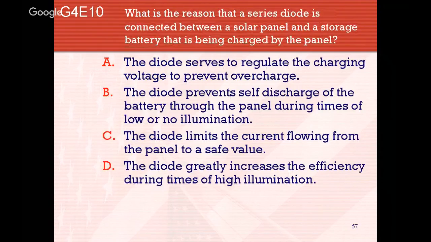What is the reason that a series diode is connected between a solar panel and a storage battery that is being charged by the panel? Remember what that series diode is going to do. If you don't have that series diode, then your batteries are going to discharge. So the diode prevents self-discharge of the battery through the panel during times of low or no illumination.